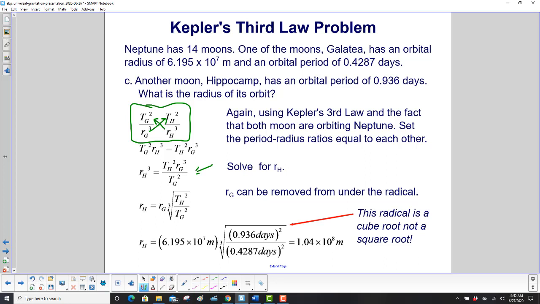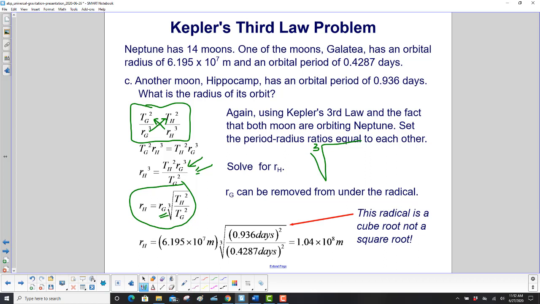Cube root, this is tricky. So if I take the cube root of the cube of Galatea's radius, that just comes outside. So that's just r sub g. Then I have the radical, and it's kind of written like this. This 3 here means it's not a square root anymore, it's a cube root.